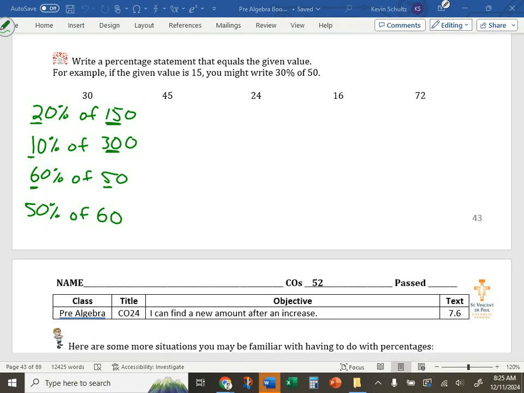5 times 6. Okay? So when you're looking for this percentage statement, the number that I give you, you're essentially thinking about what multiplies to make that. Okay? And then those two numbers are going to be the first digits of my statement, and end with a 0.